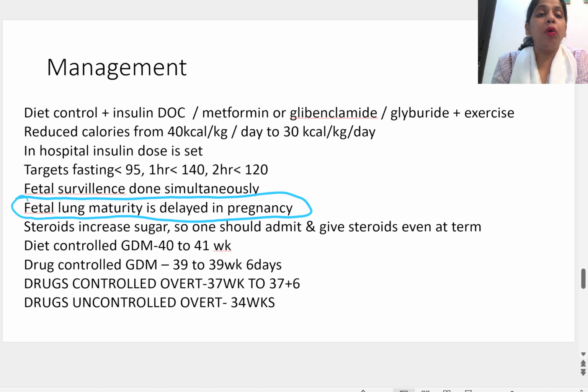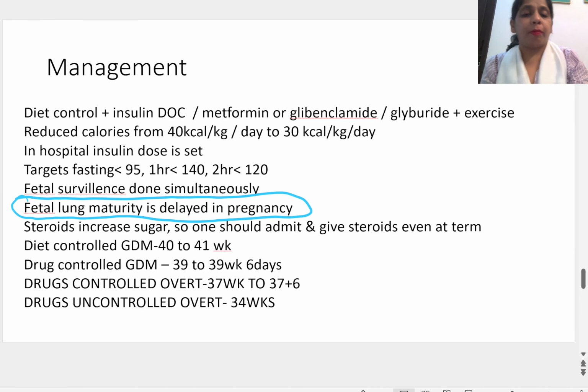Okay, now what is the time of the delivery? Late to late we have to deliver the patient. If it is diet controlled gestational diabetes mellitus, because it's the common diabetes we see, then we have to deliver the patient at 40 to 41 weeks. Okay, we can also cross the 40. Okay, and if it is drug controlled, then we have to not touch the 40, we have to deliver it after 39, at 39 weeks 6 days.